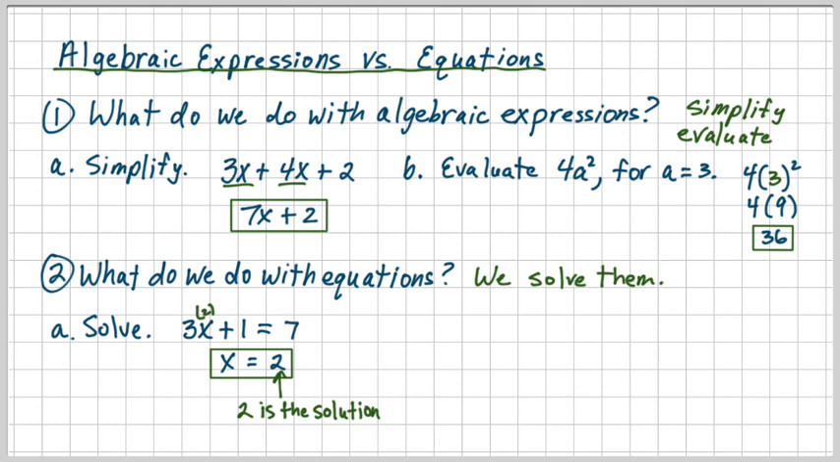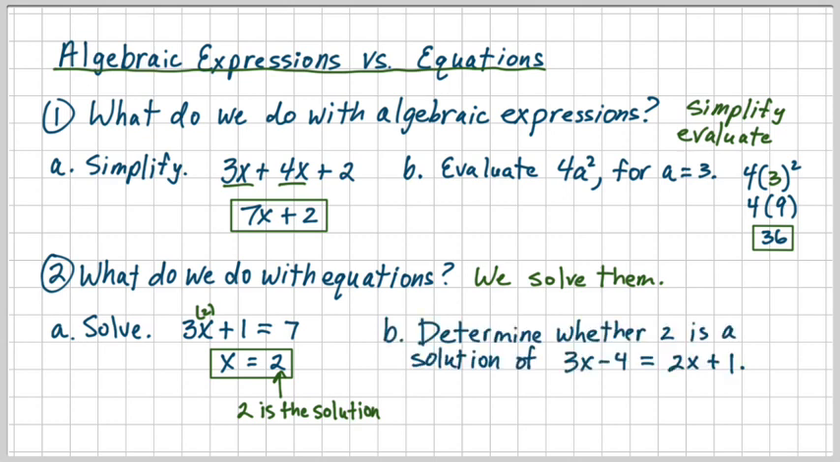Now I could give you a problem like B. Determine whether 2 is a solution of 3x minus 4 equals 2x plus 1. So why don't you see if you think that that's a solution or not? Well, how would we know? We would plug 2 in for x and see if it makes the equation true. Well, on the left side, we'd have 6 minus 4, that's 2. And on the right side, we'd have 4 plus 1, which is 5. And so notice those are not equal. This is a false statement. And so no, this is definitely not a solution.